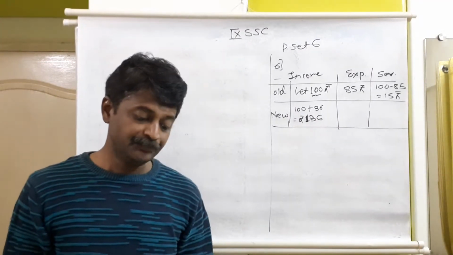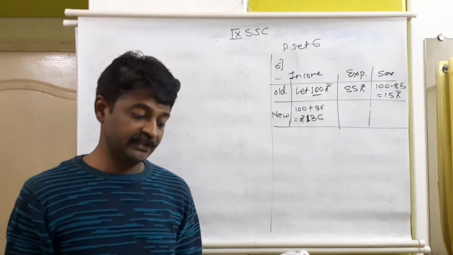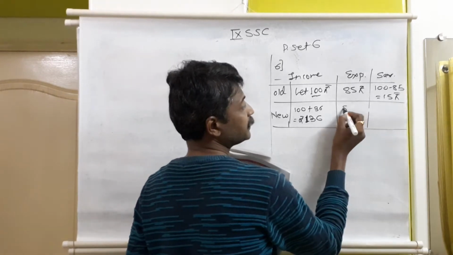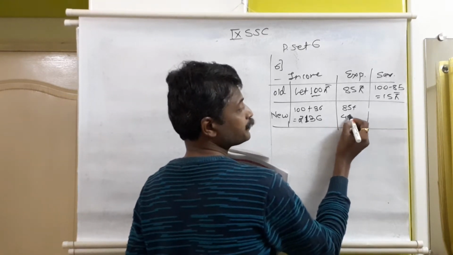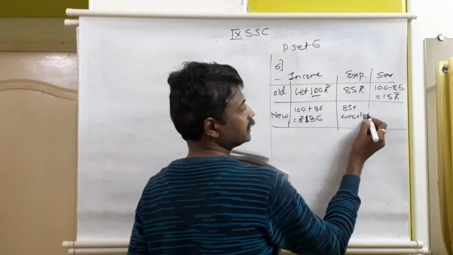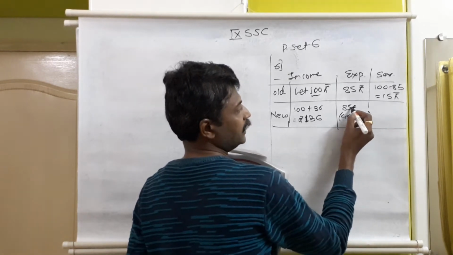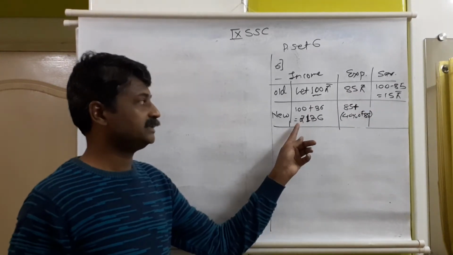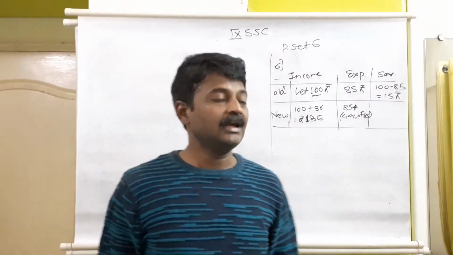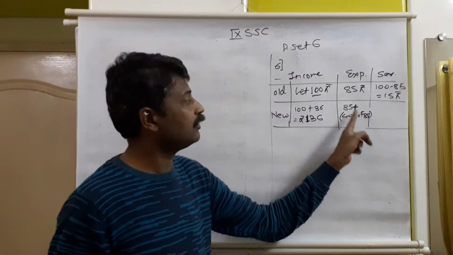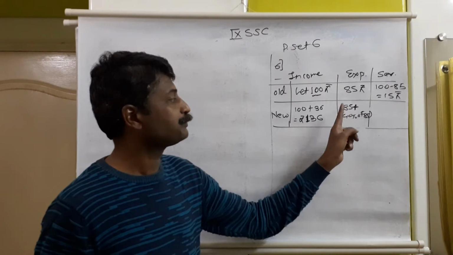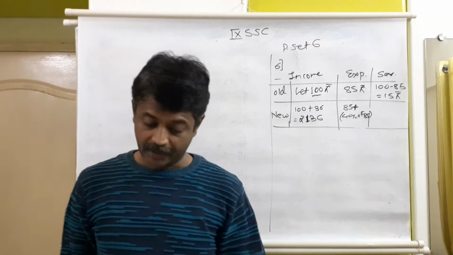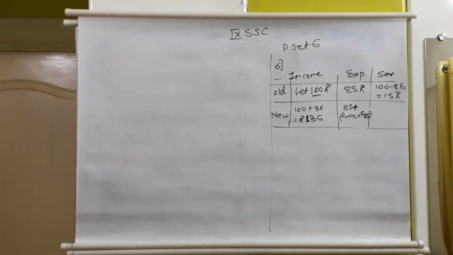What happened to the expense? His expense also increased by 40%. Old expense is 85 plus an additional 40% of 85, which will be added to it. 85 is the whole expense, and in that, how much expense is added? See, income increased, expense also increased. Expense is increased by 40% of the old expense. Old expense is 85, 40% of 85 will be added, so we get the new expense, and based on that we can find the new saving.